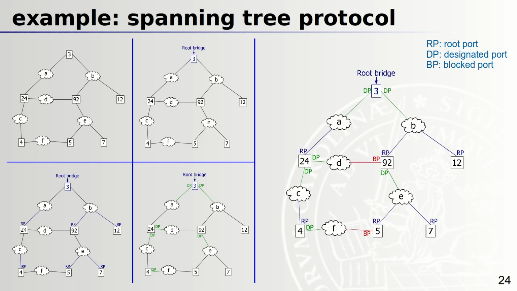Finally, all bridges block all ports that are neither root ports nor designated ports, in effect logically removing all edges that are not part of the spanning tree and thus making the network acyclic. This algorithm is rerun whenever a link fails or new links are being connected. And this is the spanning tree that this run of the spanning tree protocol would construct.